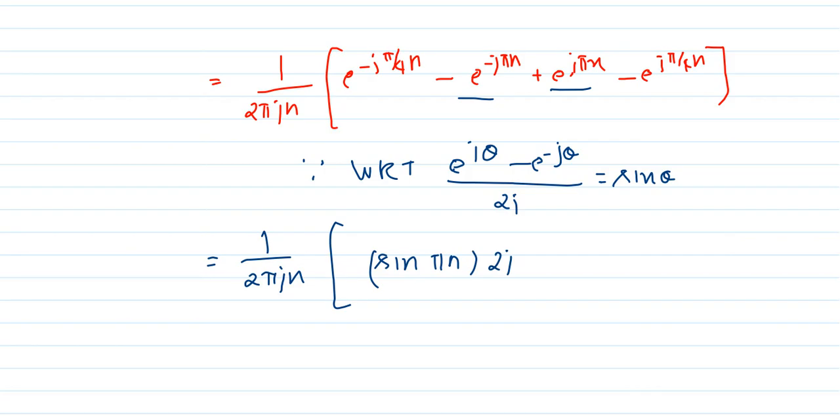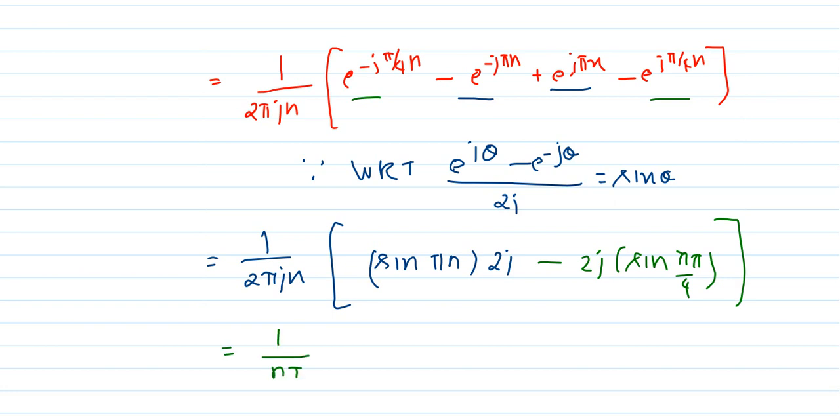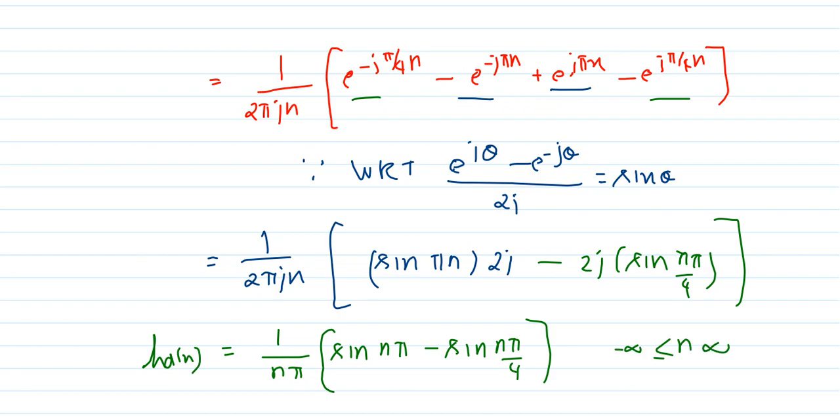Similarly, we'll group these two terms. I'll take a minus sign common outside, 2j into sine n pi by 4. Now 2j gets cancelled. So it is 1 by n pi, sine n pi minus sine n pi by 4. This is my HD of n, where n ranges from minus infinity to plus infinity.